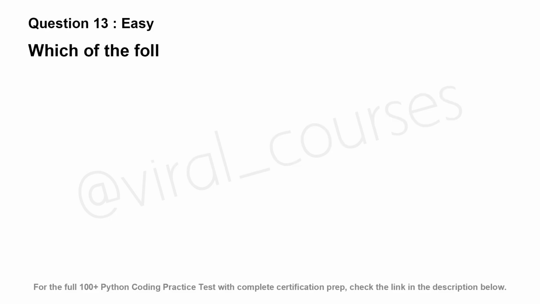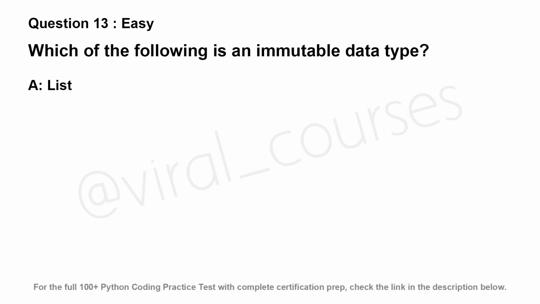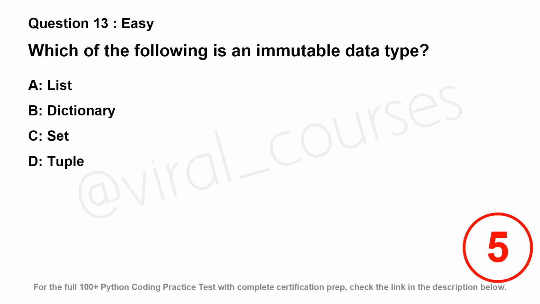Which of the following is an immutable data type? Option A. List. Option B. Dictionary. Option C. Set. Option D. Tuple.